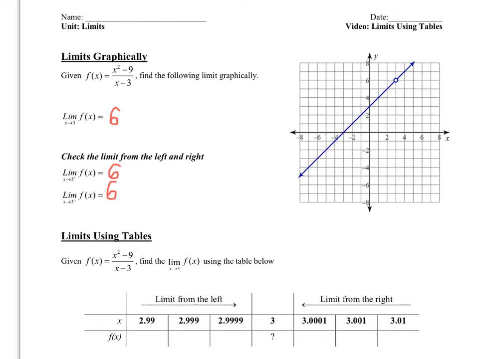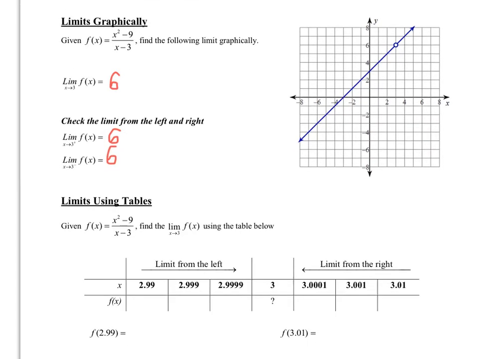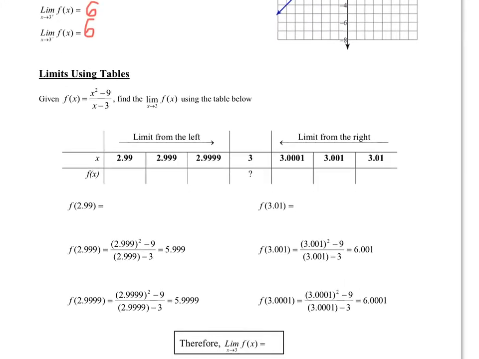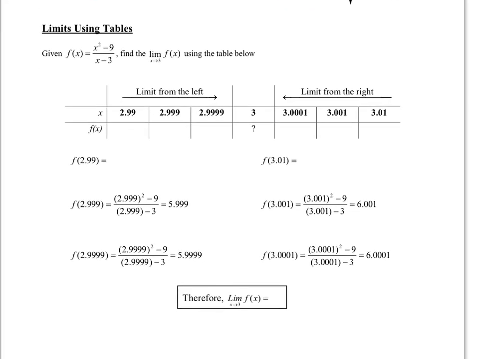So now I'd like to show you how we could use a table of values to find that limit. Sometimes we may not be given a graph at all, and we may need to just rely on a table to find the limit. So the same question, but now using tables. Given this function, find the limit as x approaches 3 using the table below. This is kind of like a table of values, but what I want to see is the behavior of the graph as x gets closer and closer to 3 from the left and from the right.